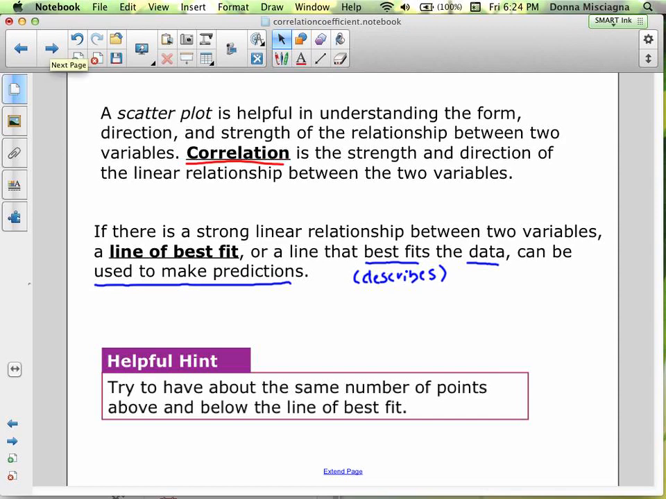And a helpful hint: you want to have the same number of points above and below the line for your line of best fit. And actually, there's some space on your notes. Add my helpful hint. If you need some time, just pause the tape and add that helpful hint. Have as many points above and below the line of best fit. We want the line to just go bursting through those points and be right in the middle.